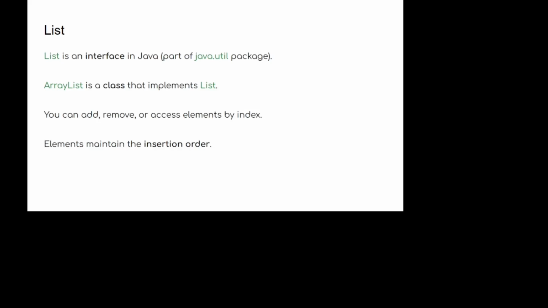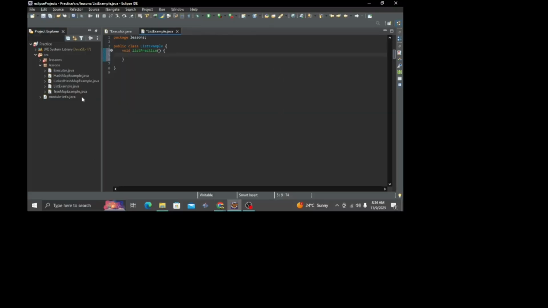So without taking much time, let's jump into the IDE and let's see how we can implement a list. Let me open up my Eclipse here. So let's discuss how we can create an object in ArrayList. Since List is an interface, you have to create an object by implementing that ArrayList here. So this is the way that you have to implement that.